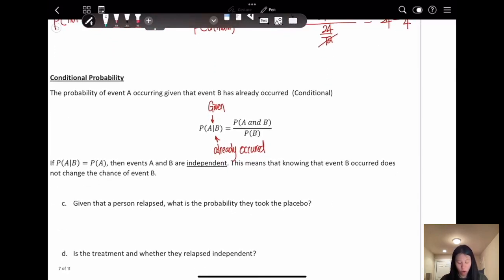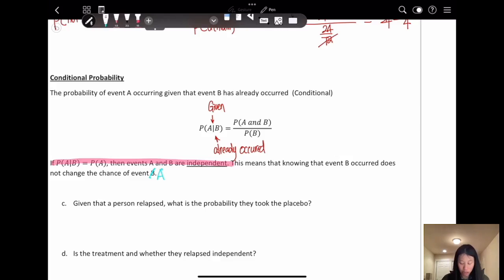Okay, so if P of A given B equals P of A, then the events A and B are independent. This means that knowing the event B occurs does not change the chance of event A. I think there's a typo here. So that means given B or not, the probability of A occurring doesn't change. Okay, so now let's look at C.